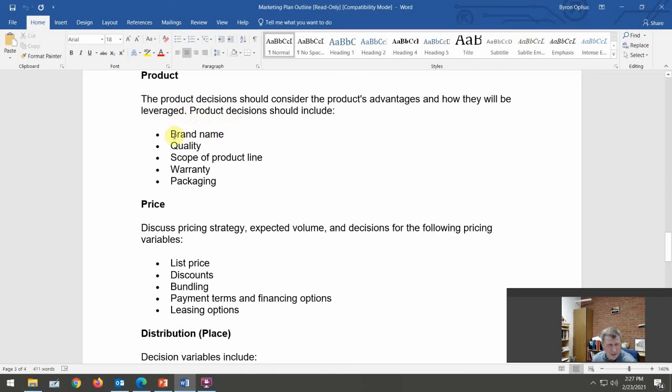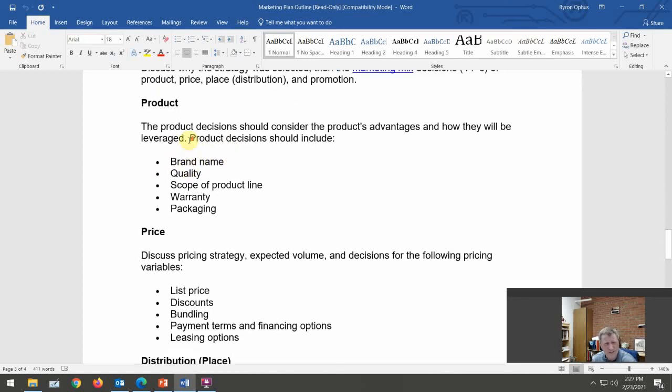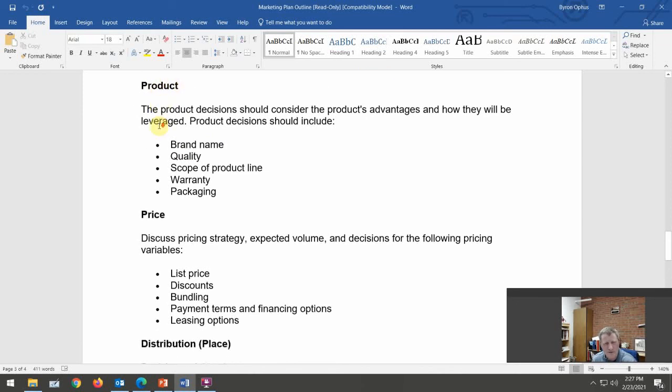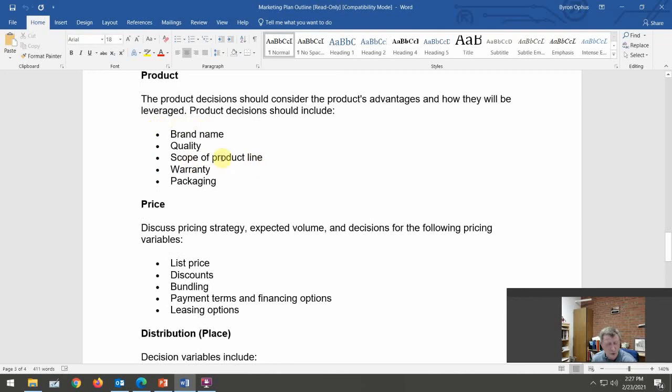Are you going to have a brand name? What's the quality of your product or service? It keeps talking about product, and product's right in this case because it's part of the P's, but you substitute service for that too if that's what you're doing. What's the scope, meaning how big? It could be pricing. Blizzards are small, medium, large, or coffee small, medium, large, or frappuccinos or whatever it is. Are you going to warranty that, and will you have packaging? Do you package services? You might. Services can be packaged.